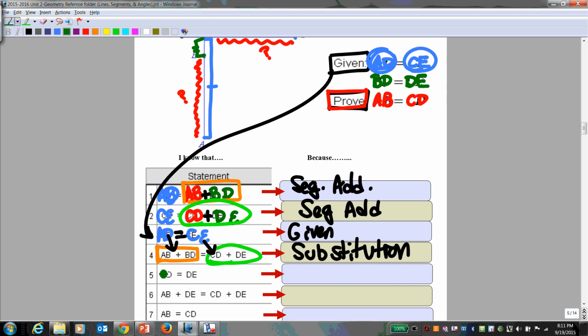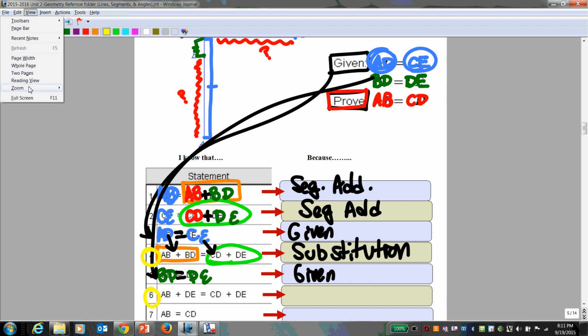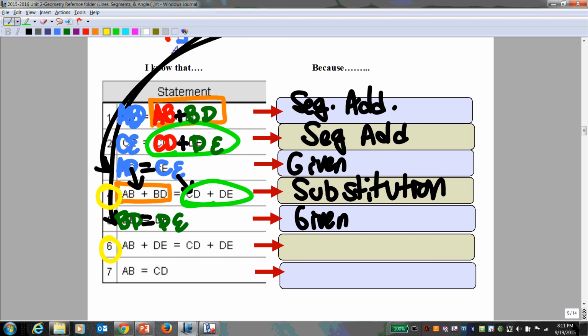Now look here, BD and DE are equal. How do we know that? Look real carefully. That's also in the given. And this is where the fun part comes in. Look really carefully at 4 and 6. There is only one change. Circle it. Look really carefully. There's only one change between 4 and 6. Only one. Spot it.